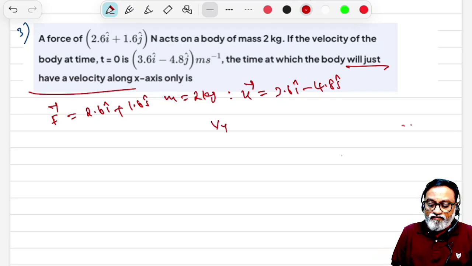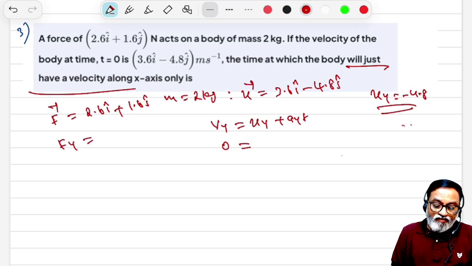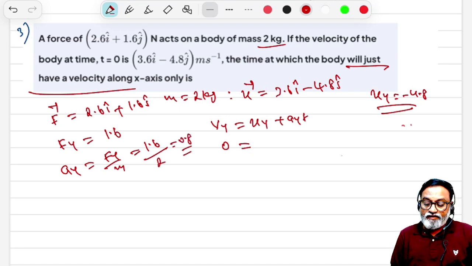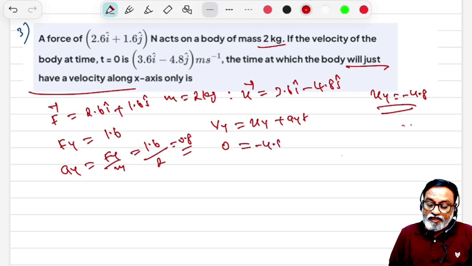Means Vy is equal to uy plus ay into t. This is equal to 0. Here uy is minus 4.8. Ay you have to find out. Therefore, Fy is equal to 1.6. Ay is equal to Fy by m. That is 1.6, mass is given as 2. Therefore, this is 0.8.